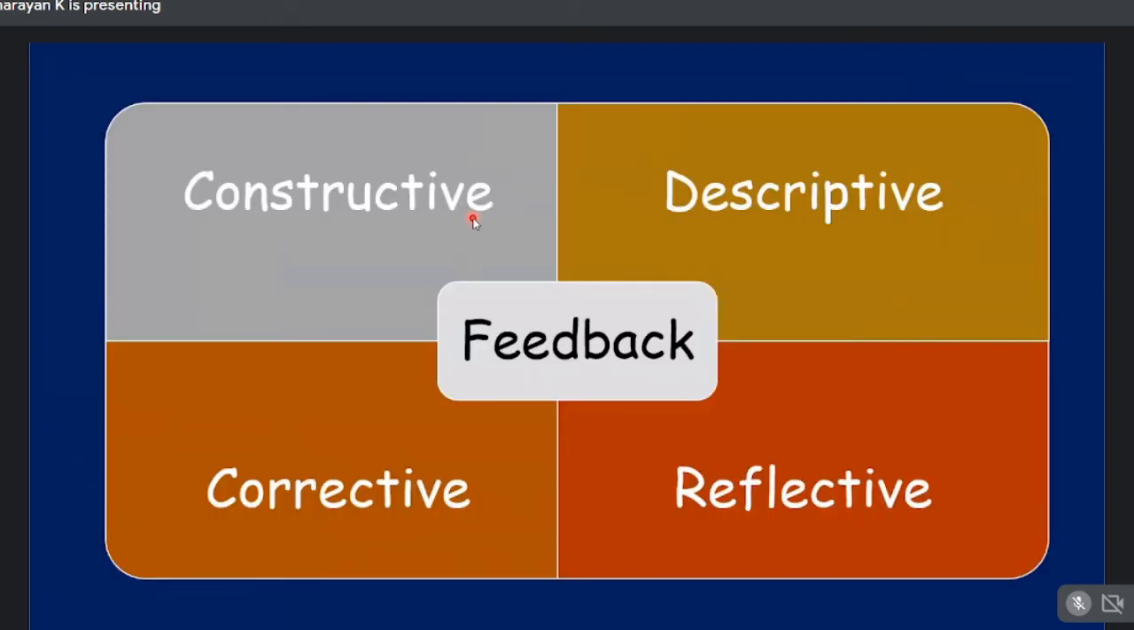Feedback has got 4 components. When you give feedback, let it be constructive, let it be descriptive, let it be corrective, helping him or her to correct, and let it be reflective, making him think, when I do this again, how can I do better?